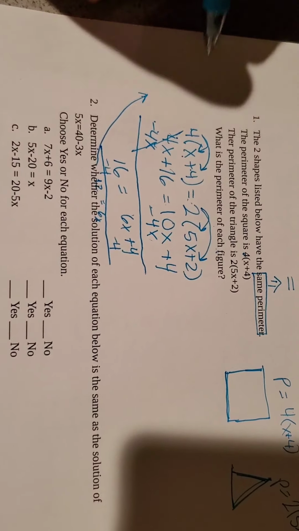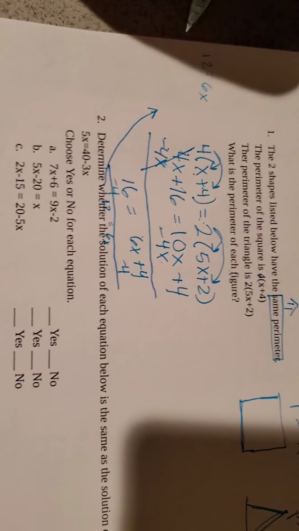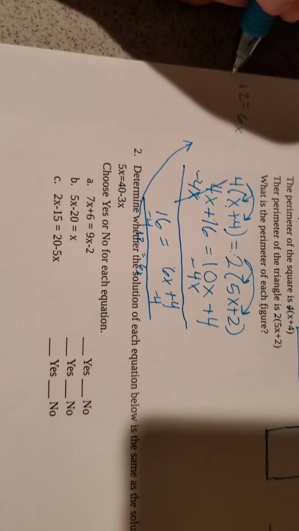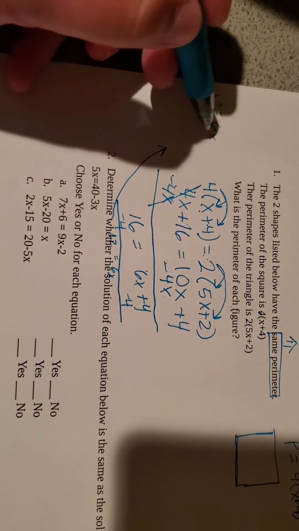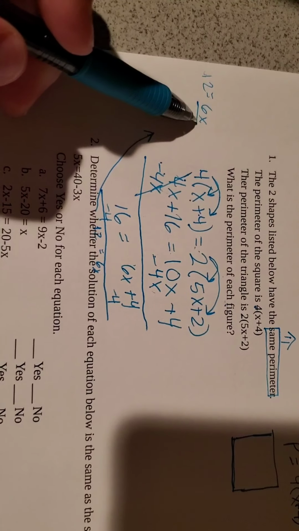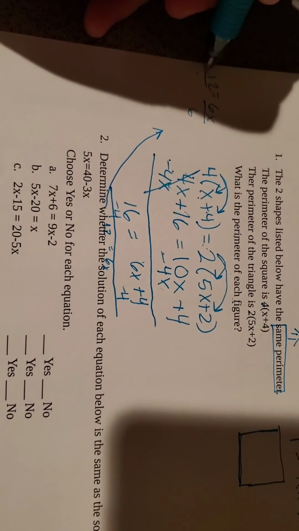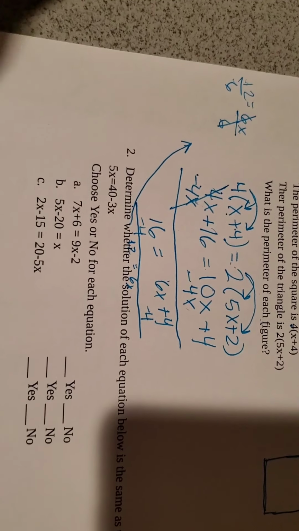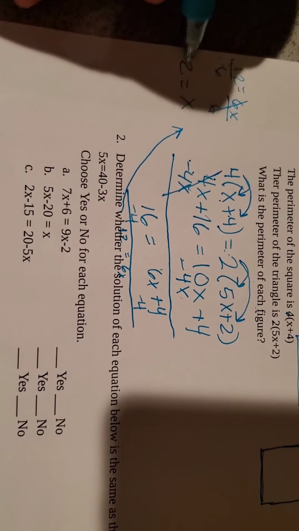I'm going to rewrite this over here where I have space. So I have 12 equals 6x. I'm just continuing down here as if I had more space. In order to get this x by itself, I have to do the opposite of what's happening here. And what's happening here is multiplication. So in order to get rid of that 6, I have to divide by 6 on both sides. Now I have these 6's that cancel out, and I have x equals 12 divided by 6, which is 2.